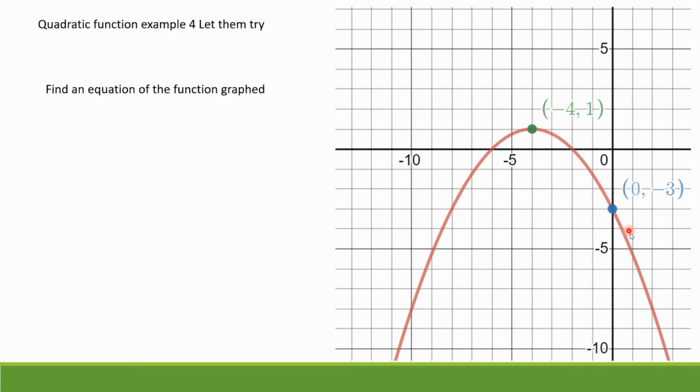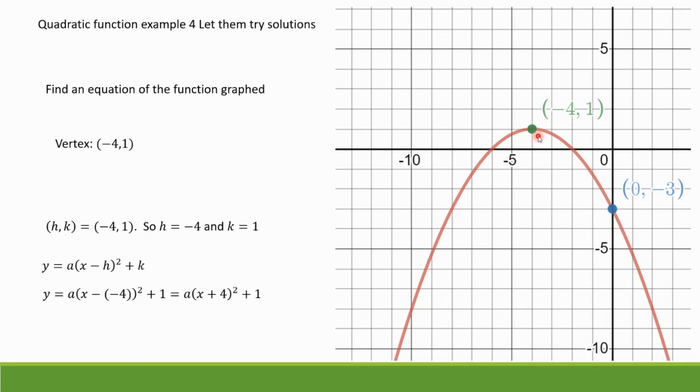And then we walk down like this. So this is the vertex. And again, this is the vertex. So that tells us (h, k) is (-4, 1). So h is -4, k is 1.